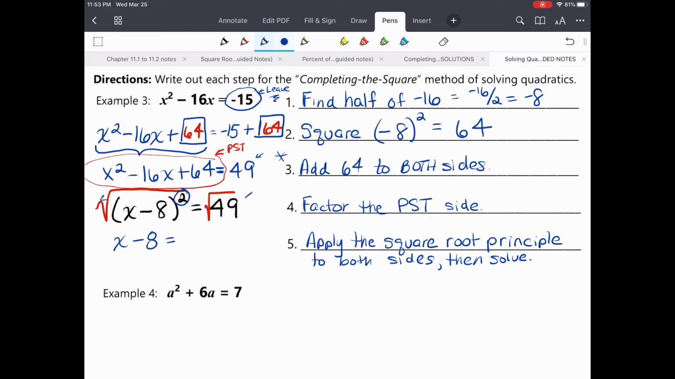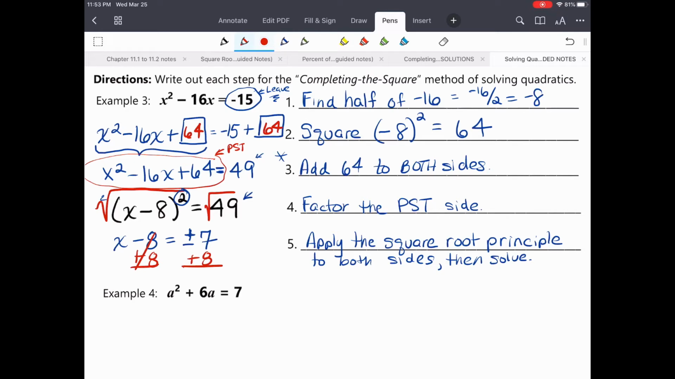All right. On the right side, it's very convenient that we got a perfect square number there, 49. So the square root of 49 is going to be, and keep in mind, you have to write two answers, plus or minus 7. Not just 7, but plus or minus 7. We have to account for both solutions there. And now it's just a matter of solving it, working it out. So we're going to add 8 to both sides. And this is where you want to be careful because you want to split it up into two different solutions.